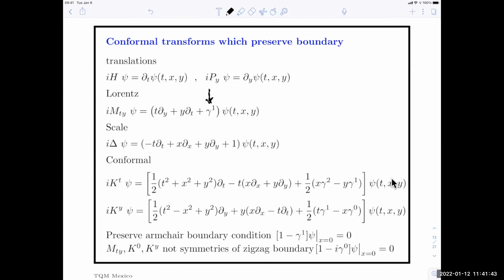So the transformation generated by this thing is no longer a symmetry for the zigzag edge. And then that also turns out to be true for these things. They also don't generate a symmetry of the zigzag edge, but they do generate a symmetry of the armchair edge. And so the armchair edge has all of these symmetries, preserves all of these symmetries, whereas the zigzag is less.